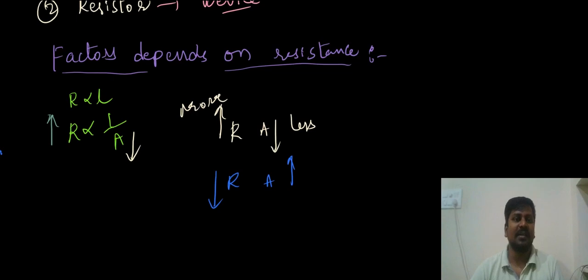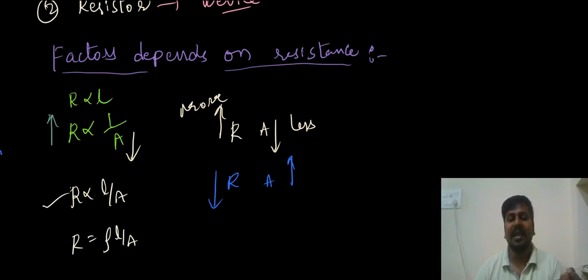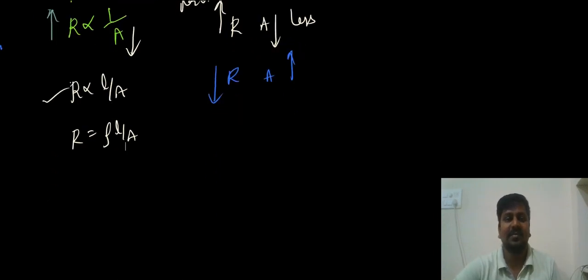So R is inversely proportional to the area of the cross section. R is directly proportional to L by A. So R equals rho into L by A. What is rho? Rho is nothing but the resistivity.